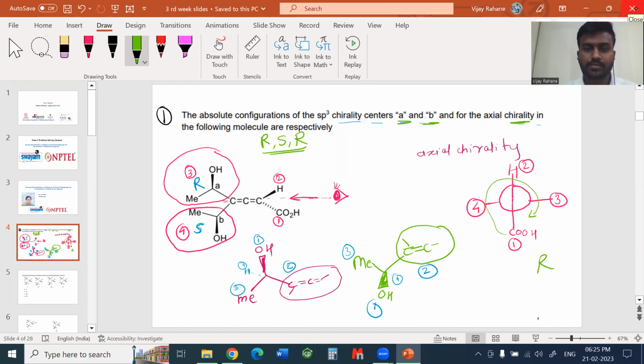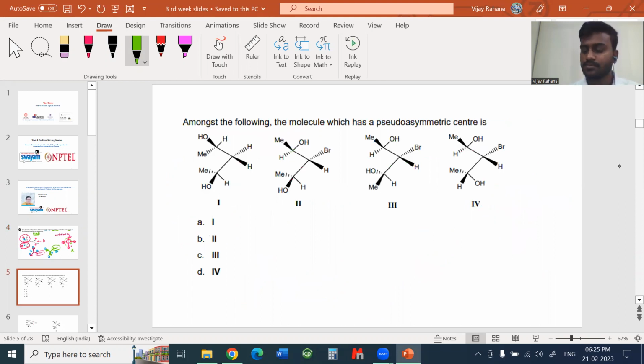One more problem is there. So we'll look at that problem also. Right. So this one is the problem. This belongs to the second week questions. So what they have given is: among the following molecules, which has the pseudo asymmetric center?